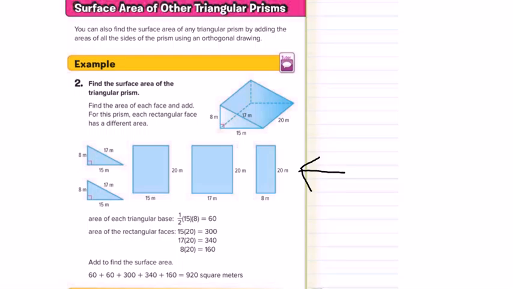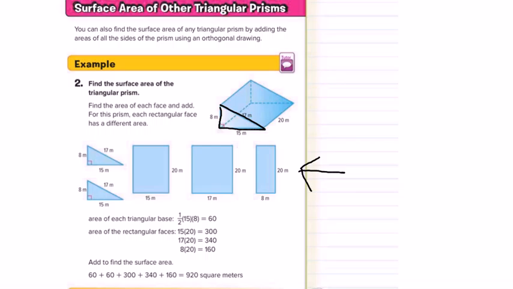It asks us to find the surface area of that triangular prism. First off, notice that my triangular base is no longer an equilateral triangle. Those sides are all different lengths. So that means that the rectangular faces on the sides are going to be different as well. So let's start by finding the area of each triangular base.